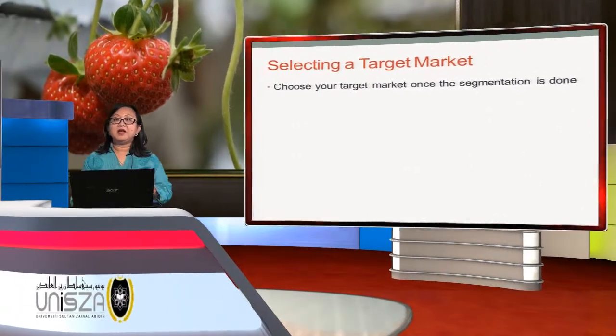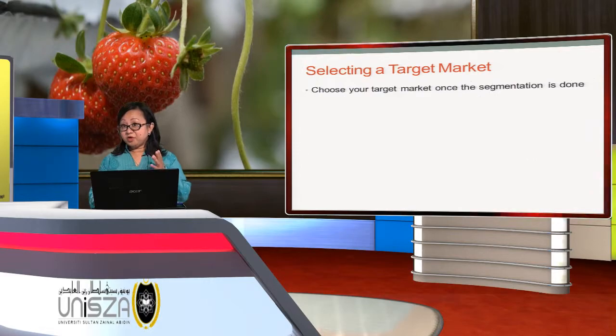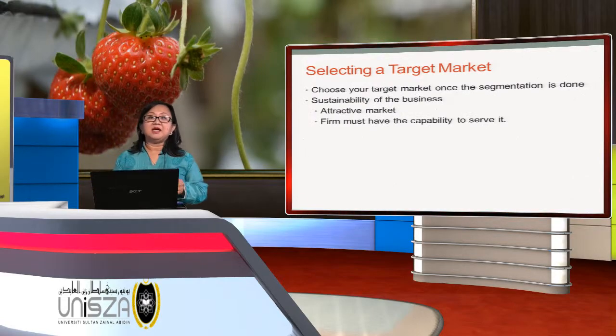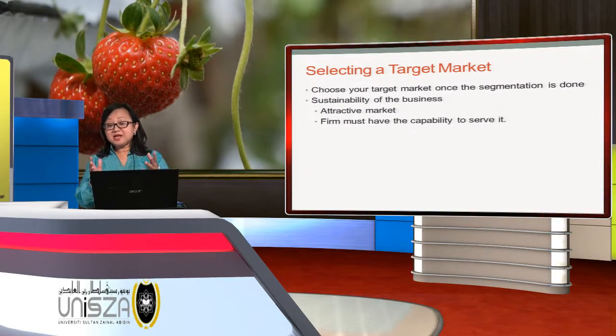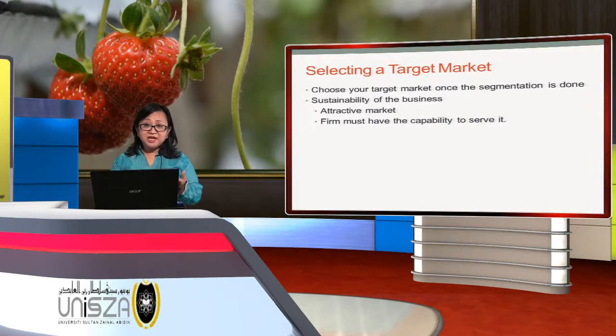So once you segment your market, it is important for any entrepreneur to choose your target market so that there will be assurance of sustainability of that business. This is to ensure that the market is always attractive, and your firm will be capable to conserve it and to serve it according to the needs of the consumers. For example, today everybody looks for organic food, and organic food, as I mentioned earlier on, is one of the most highly sought after foods among consumers.